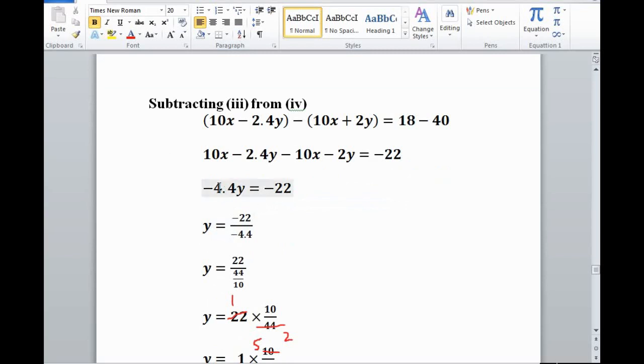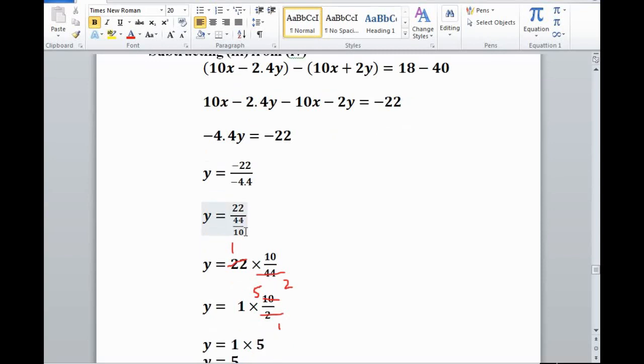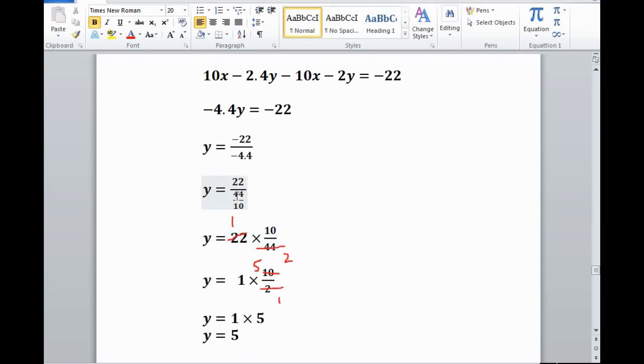So to find y, let's divide both sides of this equation by negative 4.4, or simply you can take this negative 4.4 from left to the right side, so this equation becomes y equals negative 22 upon negative 4.4. So first let's simplify these negative signs. Minus multiplied by minus is plus, and let's write the fractional form of 4.4, which is 44 upon 10. And we can also write this fraction as 22 multiplied by the reciprocal of 44 upon 10, which is 10 upon 44.